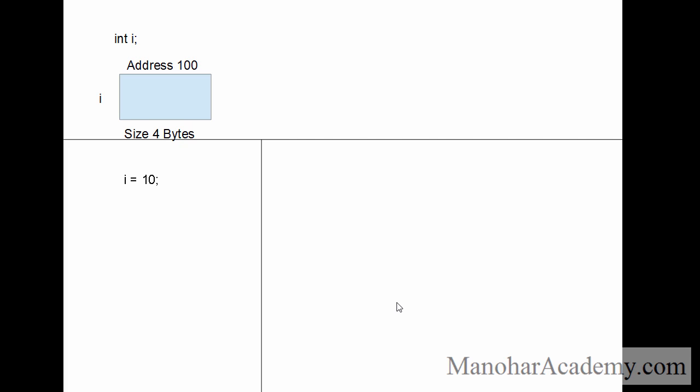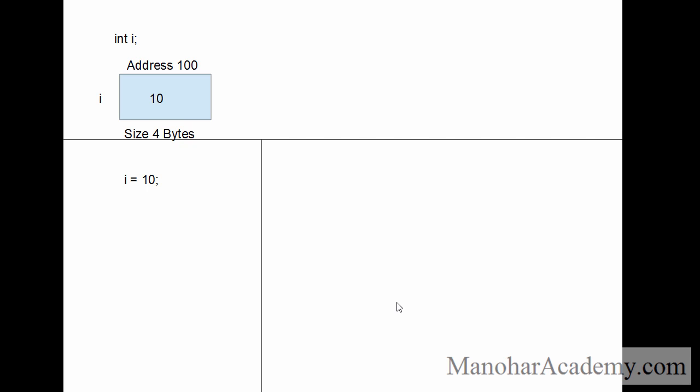Then let's say we have assigned a value of 10 to variable i. The 10 will be saved in the memory location that is allocated to i. So this is how primitive variables work. Once we declare a variable, memory will be allocated. Whatever value we assign, the value will be saved in that memory location. This is very clear and very straightforward.